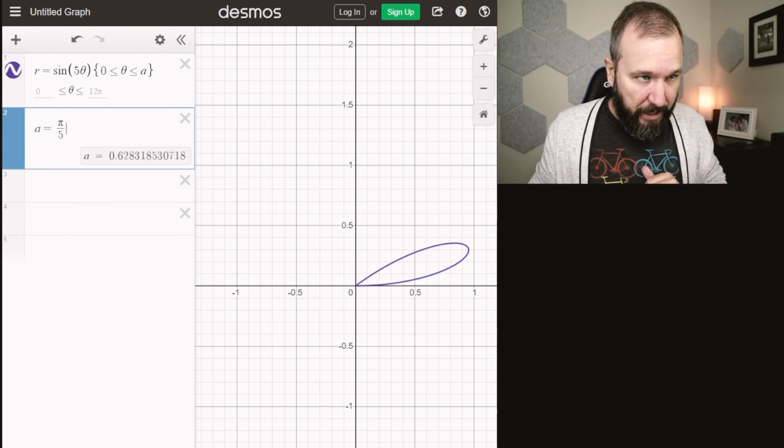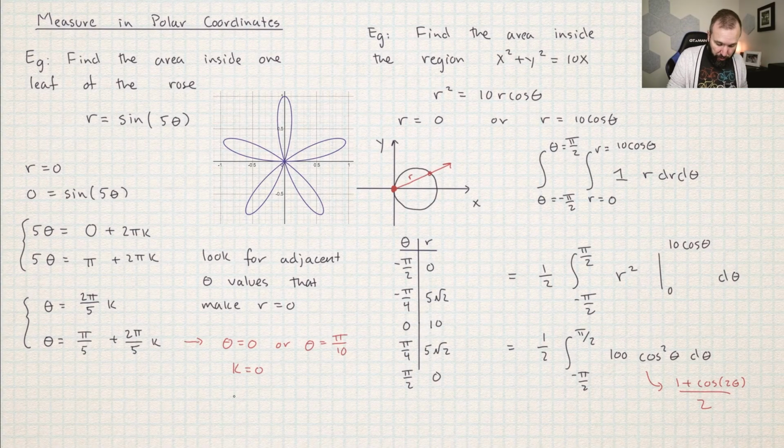pi over 5. But if you chose k is equal to 1 or something, then that would find the area of this leaf, and if you choose k is equal to 2, then that will find the area of this leaf. So there it is in general. But in this problem, let's just keep it simple and use the first two values for theta. But again, the logic is the same here.